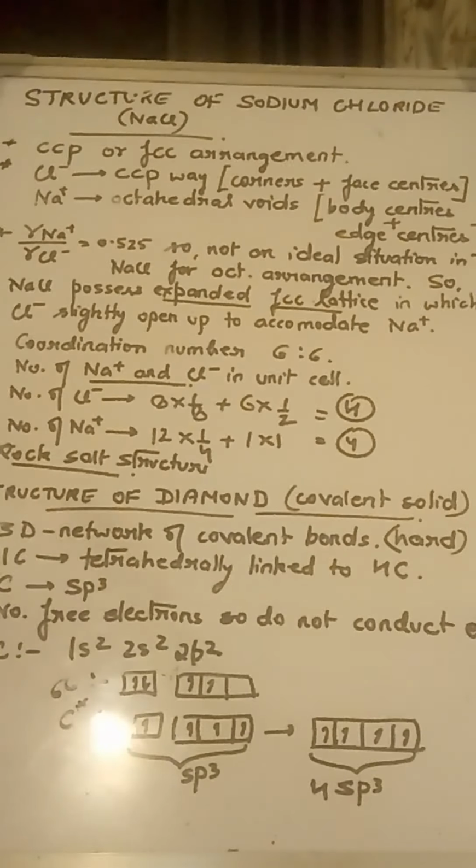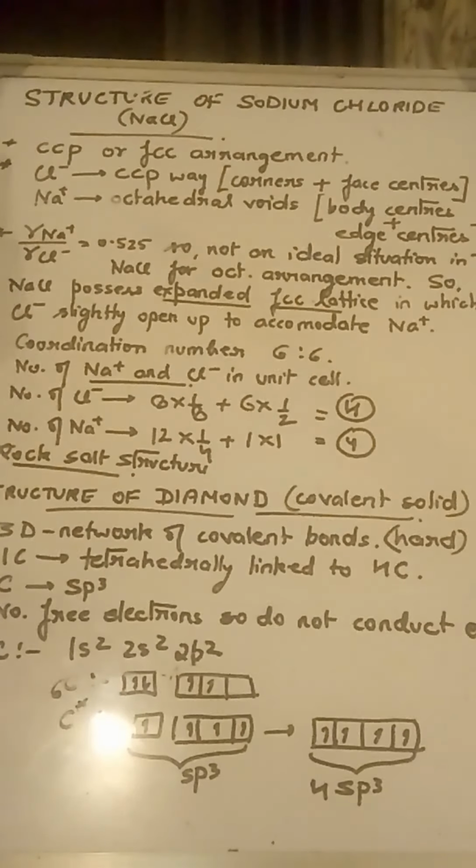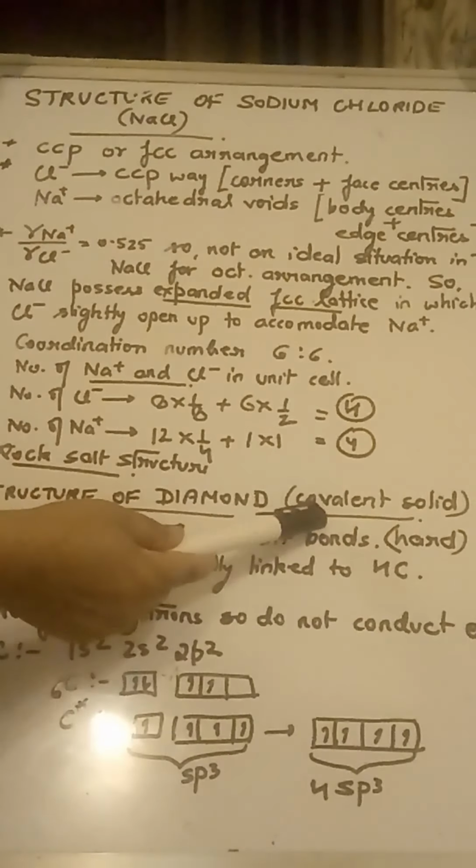This structure of NaCl is also said to have the rock salt structure, or you can say another name for its structure is rock salt structure. This is a very important part, and many times questions on this NaCl structure have come in ISC examinations. Now we come to the structure of covalent solids.